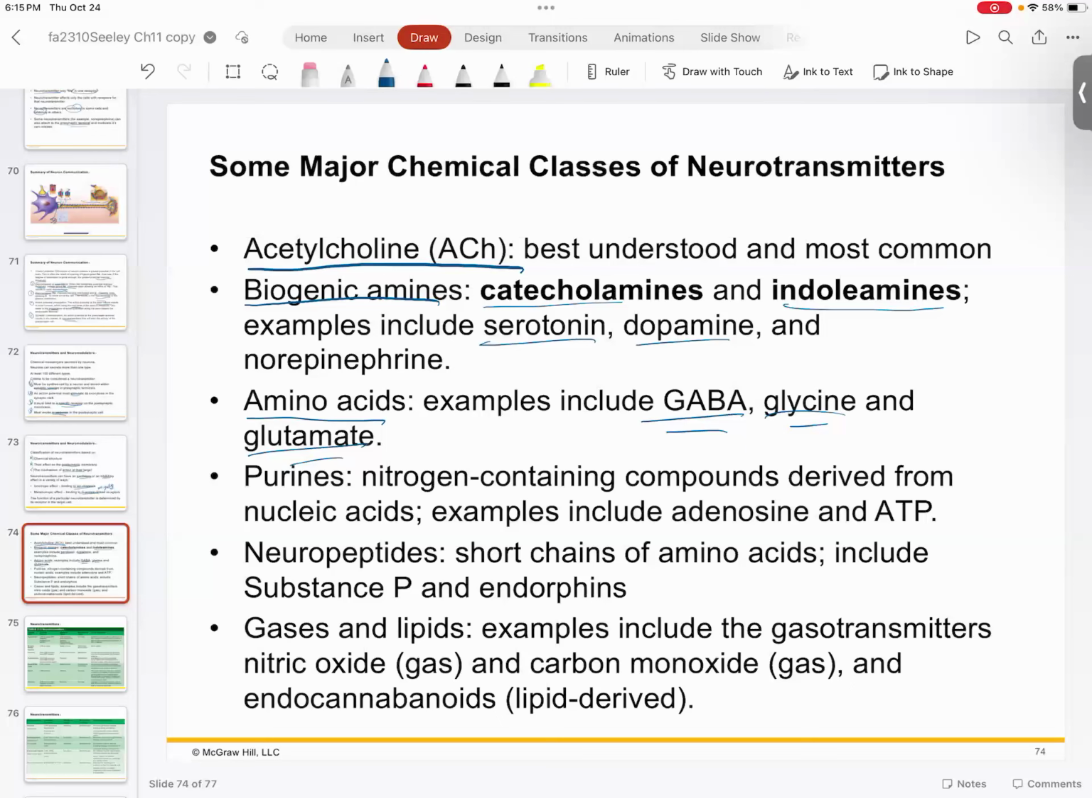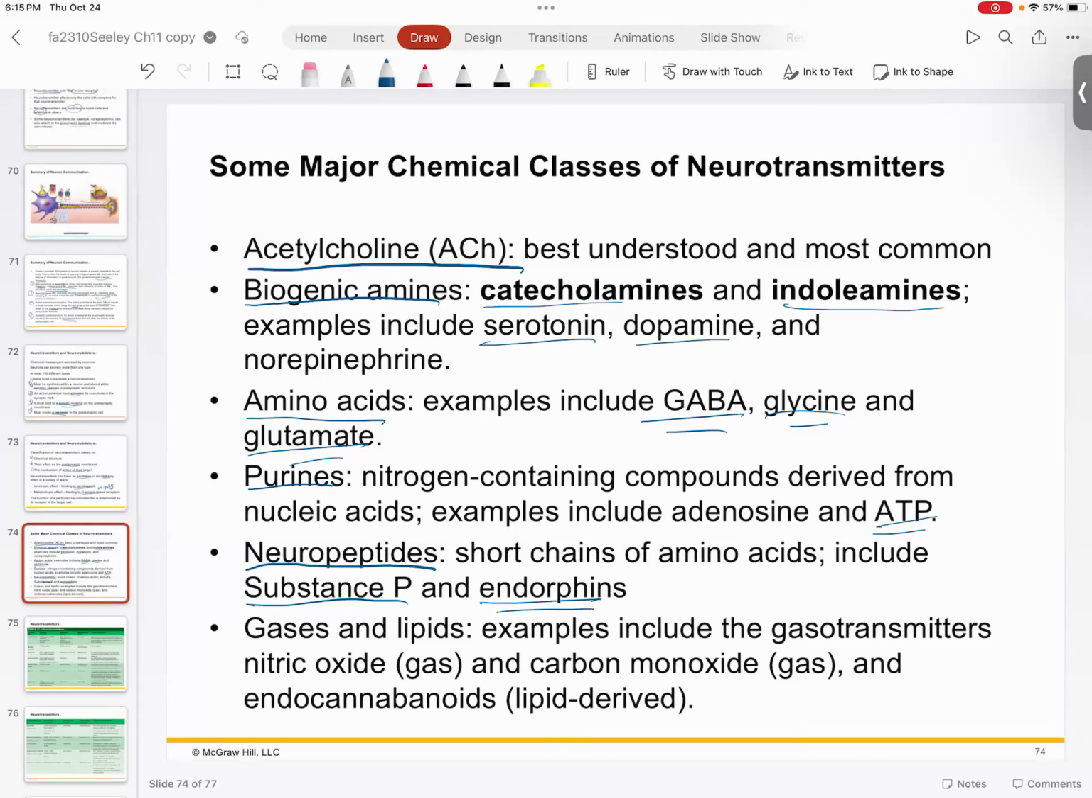Some nucleotides are too. So purines, nitrogen-containing compounds for nucleic acids, for instance adenosine and ATP, can be types of neurotransmitters. They can also be proteins, so neuropeptides, short-chain amino acids. For instance, we have substance P made in the intestines, and endorphins are types of neuropeptides. Endorphins are sort of like your natural morphine. In heavy physical trauma, endorphins flood your system to take you offline, to help mute the pain and the trauma of physical trauma.